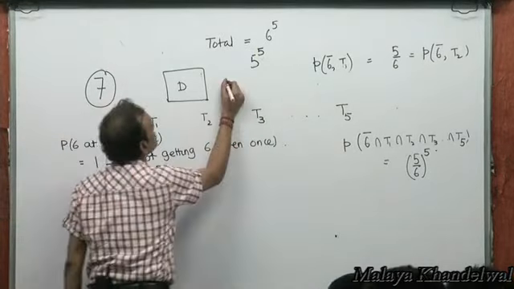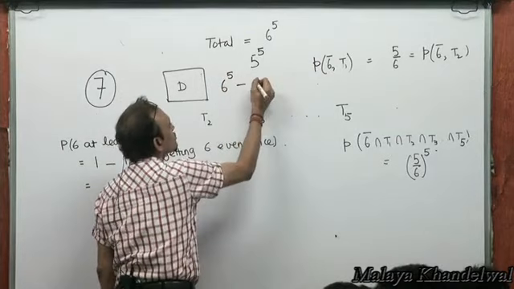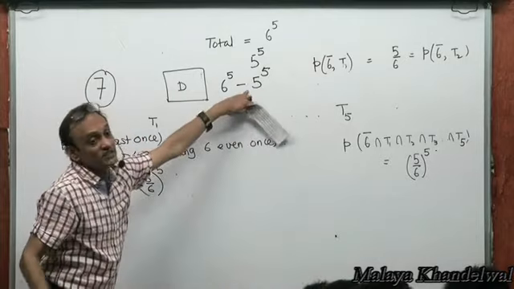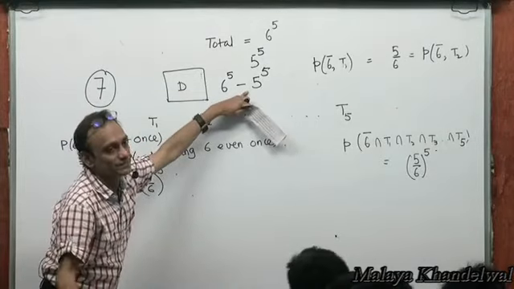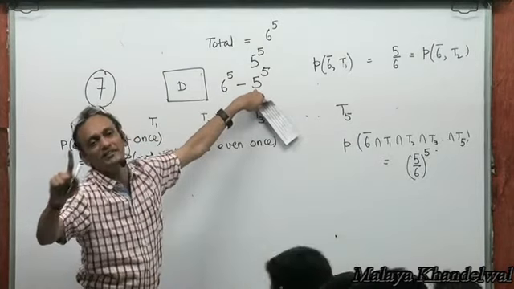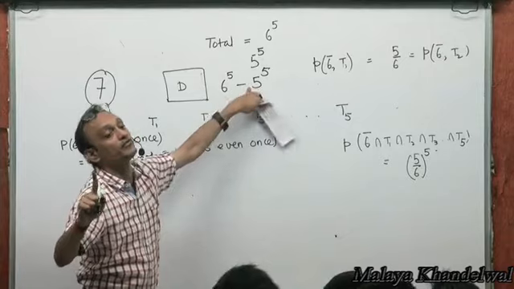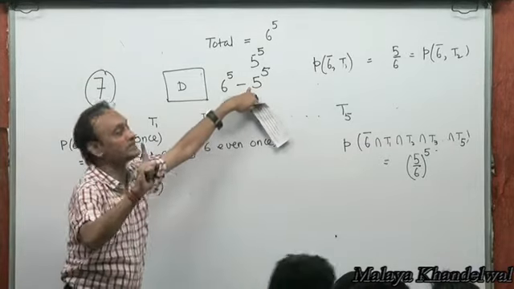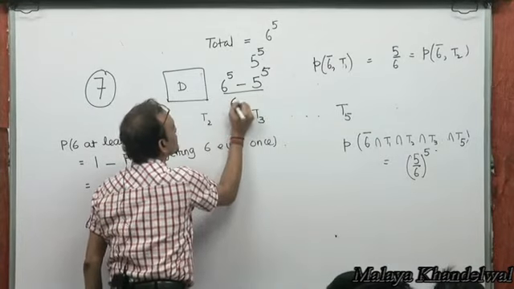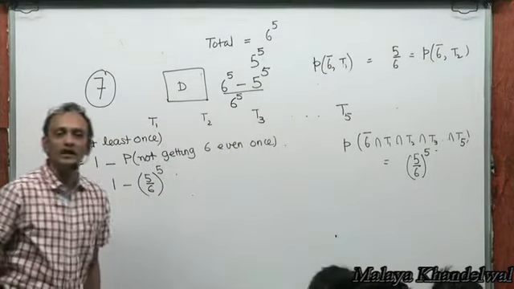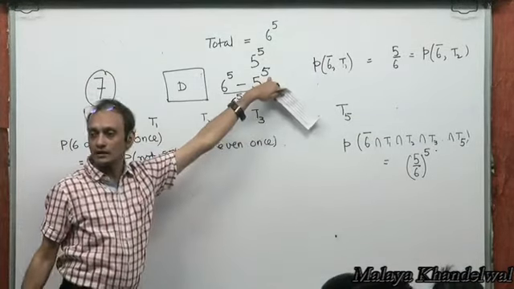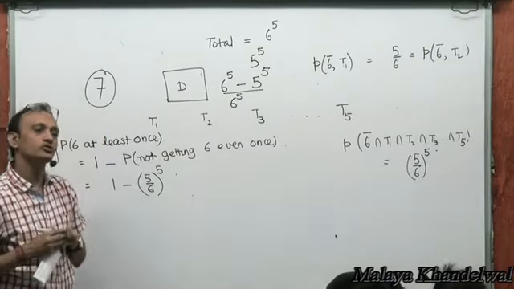That means from 6 to the power 5 total, I remove those cases in which 6 does not appear at all. That will give me those cases in which 6 will appear at least once. These are the favorable cases. Divide by the total number of cases, which is 6 to the power 5, and that is the required probability. Yes or no? Which turns out to be the same as 1 minus 5 by 6 to the power 5. Right?